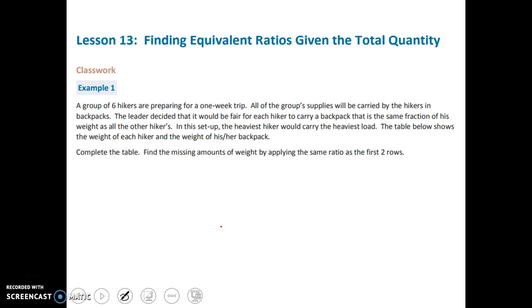All of the group's supplies will be carried by the hikers in their backpacks. The leader decided that it would be fair for each hitchhiker to carry a backpack that is the same fraction of weight as the hikers, okay? So they all are carrying a weight that's proportional in their bag to their own weight. So the heaviest person will carry the biggest load. The table shows the weight of each hiker and the weight of his or her bag.